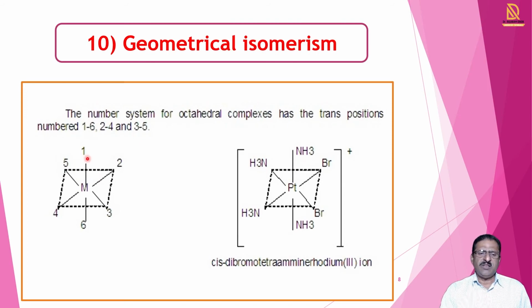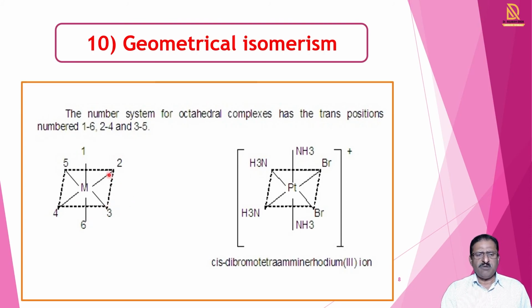Then number 2 is given to one of the positions in the square, and the other positions are sequentially given the numbers. So if number 1 is given to this top one, then number 2 is given to this, then 3, 4, 5, and the last number 6 is given to the bottom side ligand. So remember that number 1 is the top side, number 6 is the bottom side, and the other numbers 2, 3, 4, 5 are at the four positions of the square. And accordingly, we can write the cis and trans concept.